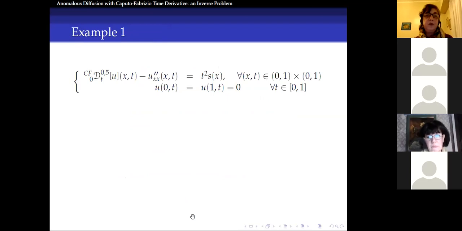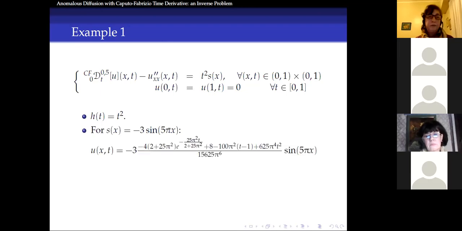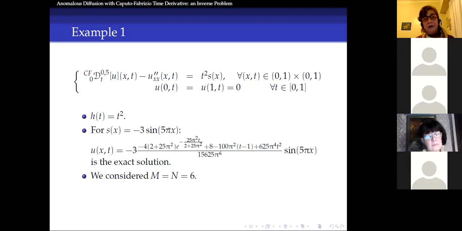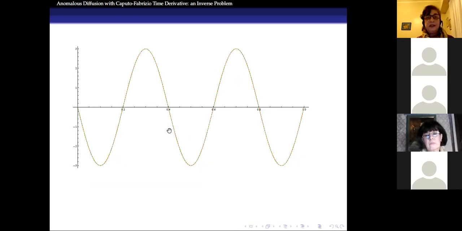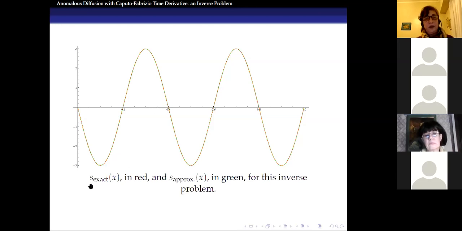Well, the first example is this one. Alpha is 0.5, and H is known, it is t squared. S(x) has only one frequency, sin(5πx). This is the exact solution. We consider M and N equal to 6, obtaining a matrix that was invertible, simulated the noise in measured values, and obtained the coefficients. This is the accordance between the exact function and the approximation. The result is very good.